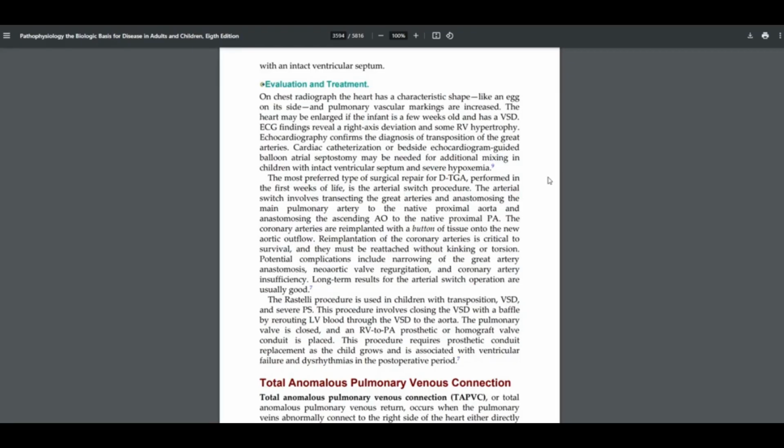The heart may be enlarged if the infant is a few weeks old and has VSD. EKG findings reveal a right axis deviation and some right ventricular hypertrophy. An echo confirms the diagnosis of transposition of the great arteries. Cardiac catheterization or bedside echocardiogram-guided balloon atrial septostomy may be needed for additional mixing in children with intact ventricular septum or severe hypoxemia.